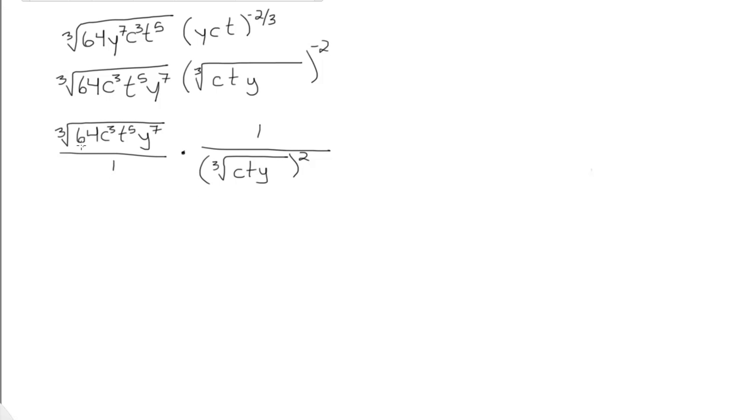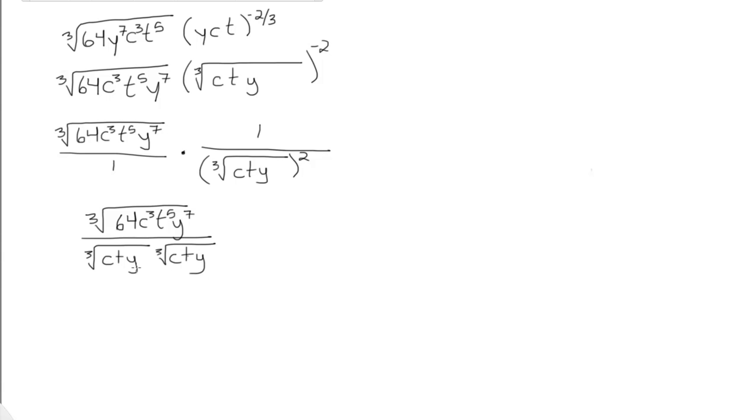So the negative 2 becomes a positive 2 because we reciprocate it, move it to the denominator. Now I'm going to multiply straight across the top. I'm going to multiply straight across the bottom. So multiply the numerators together, multiply the denominators. So the cube root of 64 c cubed t to the 5th y to the 7th power over, I'm going to write this out twice since it's squared, cube root of cty, cube root of cty.